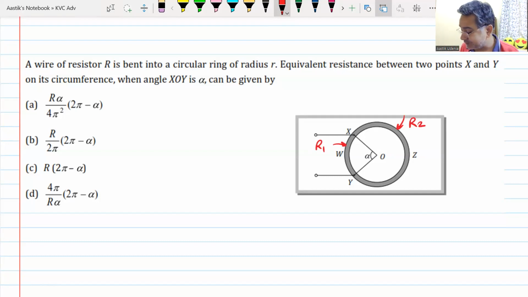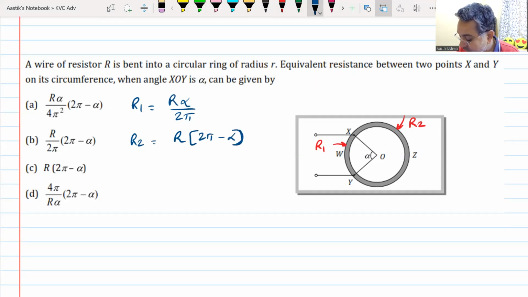What will be the resistance R1 equal to? Yes, R into alpha by 2 pi. Yes or no? Yes, sir. The value of resistance R2 will be R into 2 pi minus alpha divided by 2 pi. Yes or no? Because the angle is 2 pi minus alpha. Do we understand this? Yes, sir.